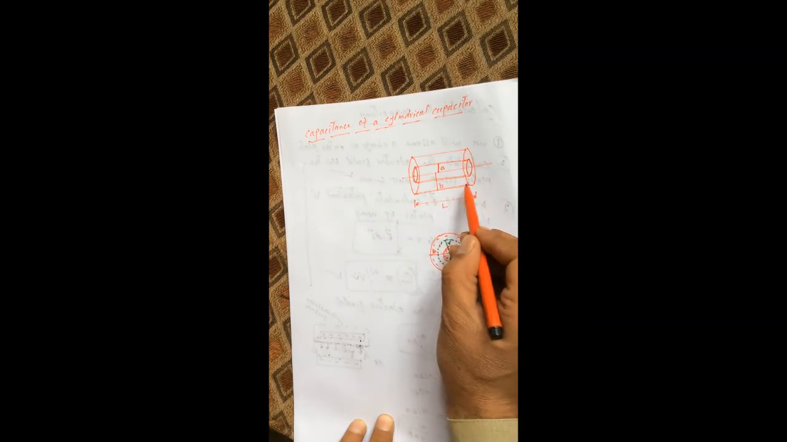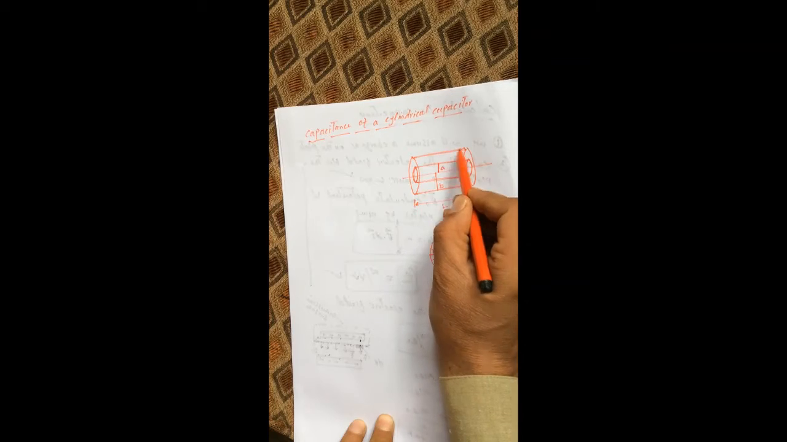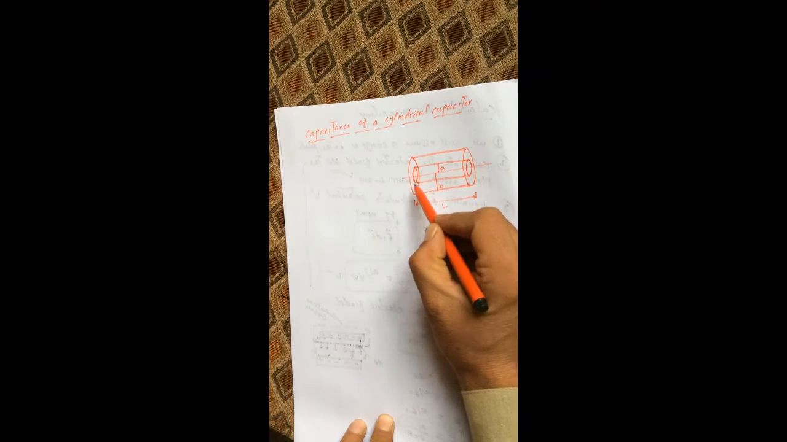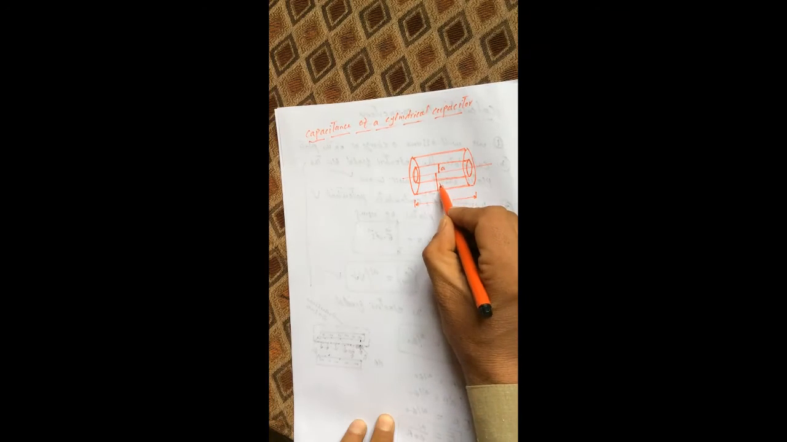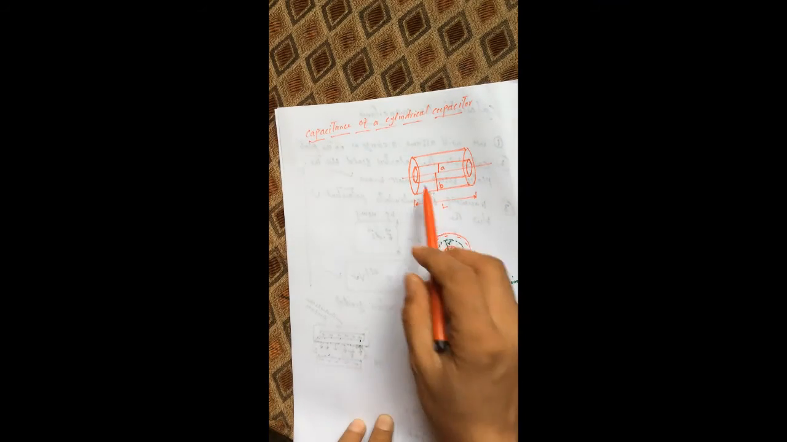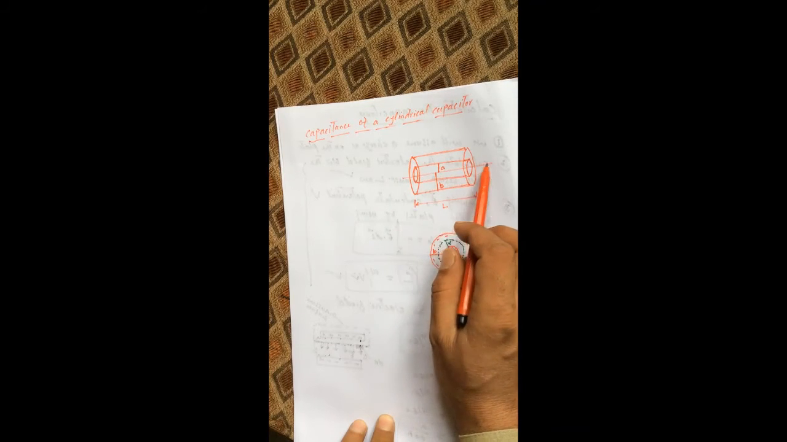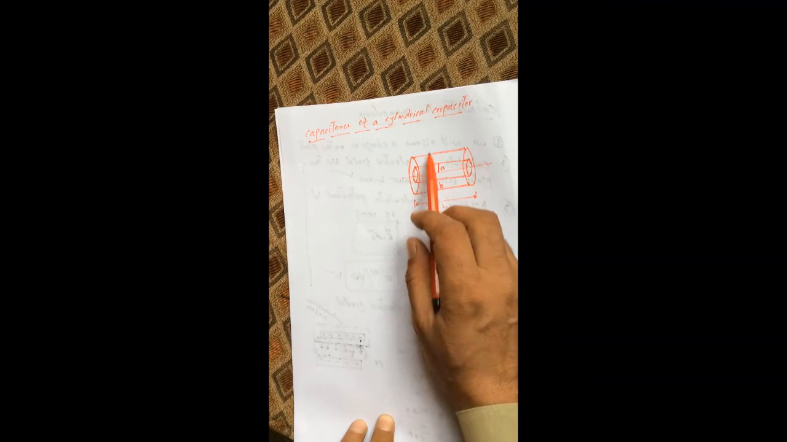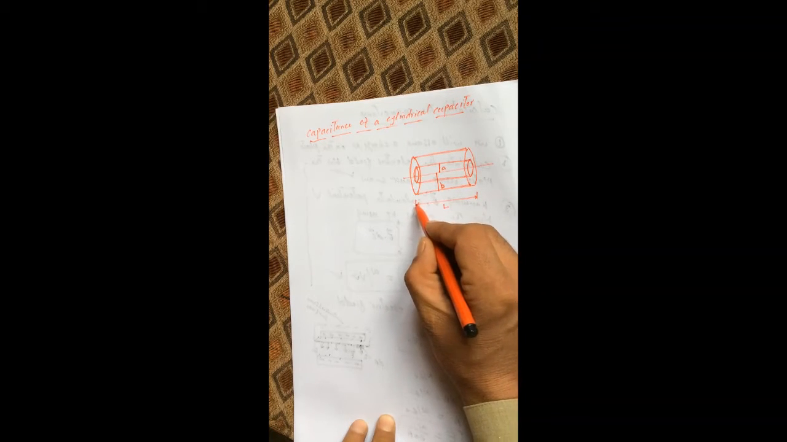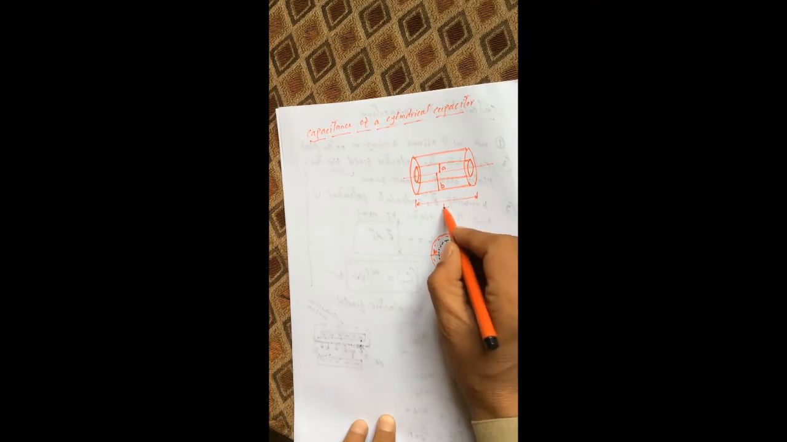The radius of this cylinder is A. And we have another cylinder, given by this one, and it has a radius B. These are coaxial cylinders, meaning this line passes through the center of both cylinders. This is called coaxial cylinders. We suppose that the length of the cylinder is L.